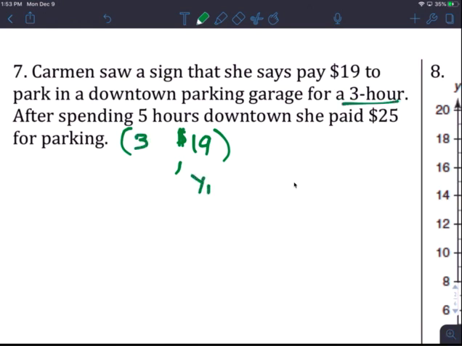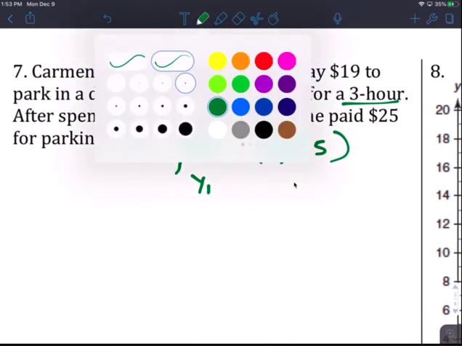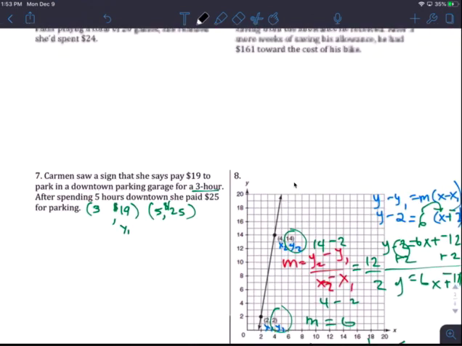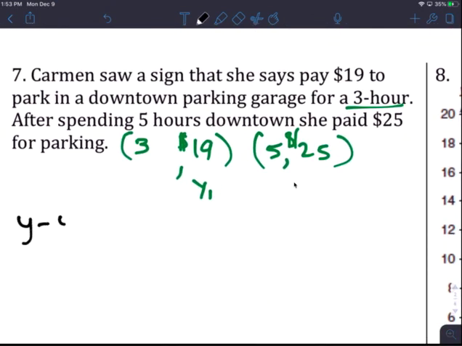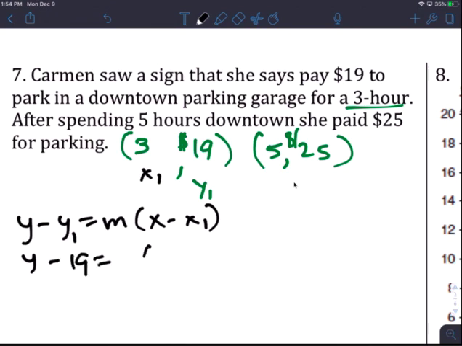Time is always x. Okay, point slope formula. y minus y sub 1 equals m parentheses x minus x sub 1. y minus 19 equals m, x minus 3. Huh. 6 over, what am I doing?